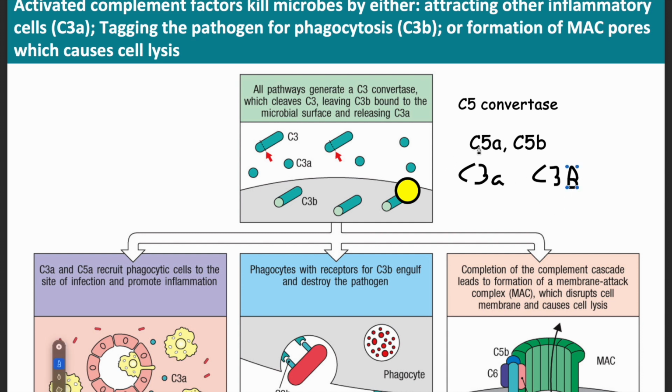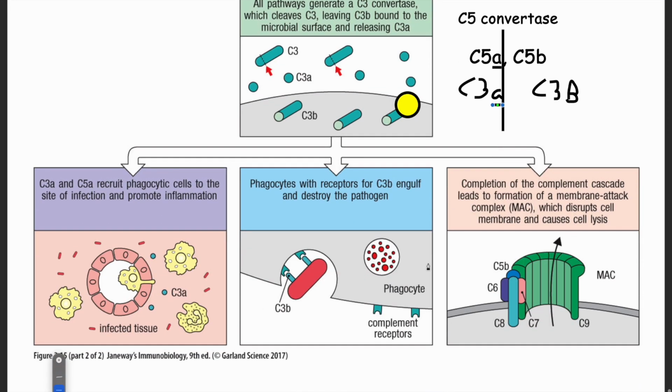Now regarding C3 and C5, we divide them into two halves. C5A and C3A, from the letter A, which stands for attraction. These two proteins, C5A and C3A, attract the macrophages and other immune cells to a specific site. So it's like chemotaxis. It is written here: C3A and C5A recruit phagocytes to the site of infection and promote inflammation. So it's attraction.